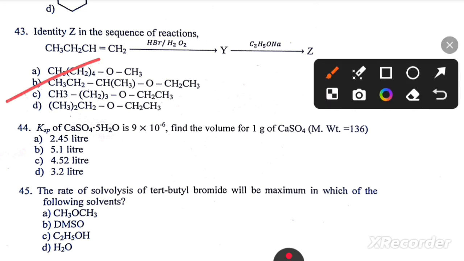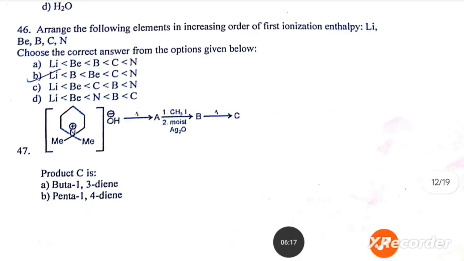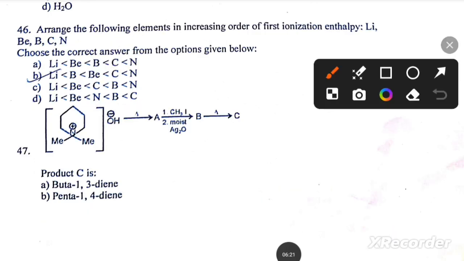Ksp of CaSO4·5.5H2O is 9 into 10 to the power minus 6. Find the volume of water for one gram of CaSO4, 2.45 liters. The rate of solvolysis of tert butyl bromide will be maximum in which of the following solvents? H2O. Arrange the following elements in increasing order of first ionization enthalpy. Correct answer is option B.